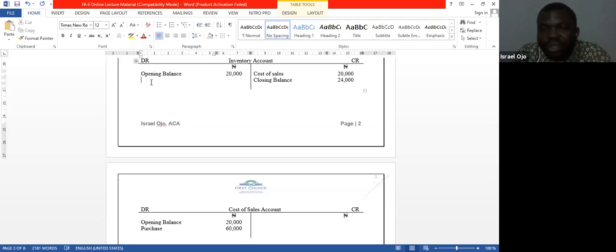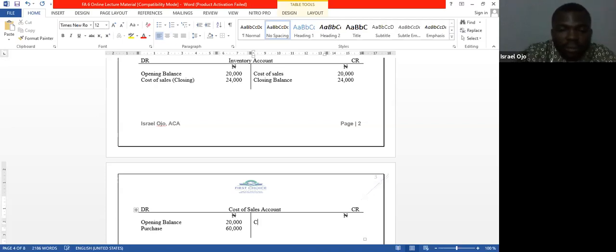The closing inventory. Remember, I told you that the entry for closing stock, whenever you notice it, is that we are going to debit our inventory account, then we are going to credit our cost of sales account. That's the entry. At the end of the year, we are finding the closing figure to be 24,000. So we come here under the cost of sales, we put what?